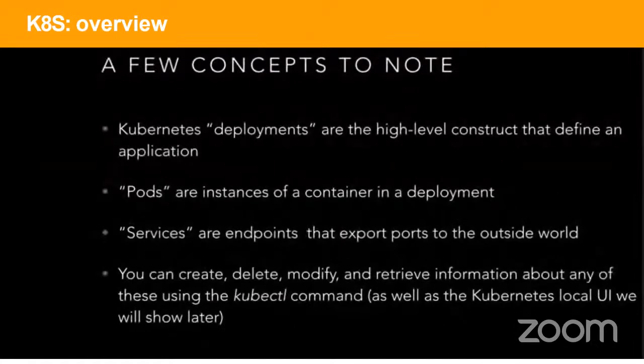Let me come to a few concept notes. In Kubernetes, a deployment is a high level construct that defines the application. Pods are instances of the container, and services are endpoints that expose ports to the outside world. If you want to access your application, you can use services. You can create, delete, modify and retrieve information about any of these with kubectl commands. If you want to deploy, you can use a kubectl command. If you want a graphical interface, that is also available.